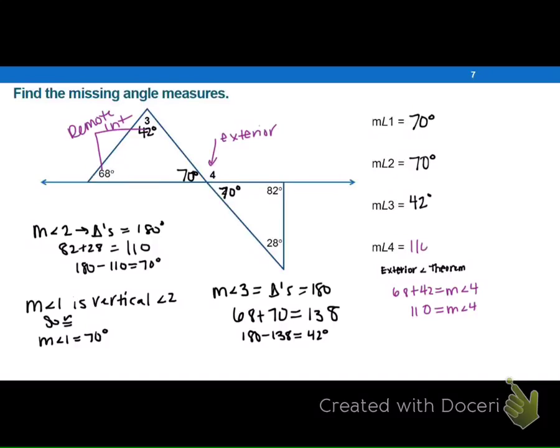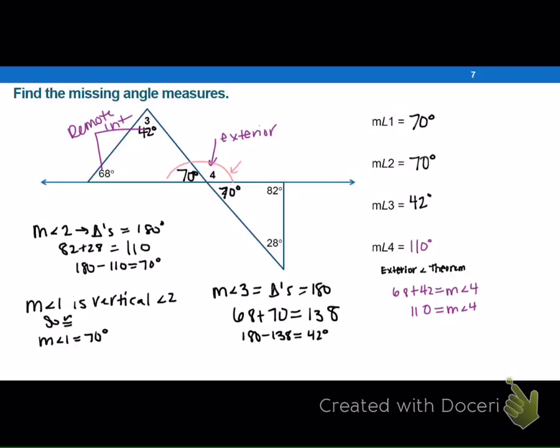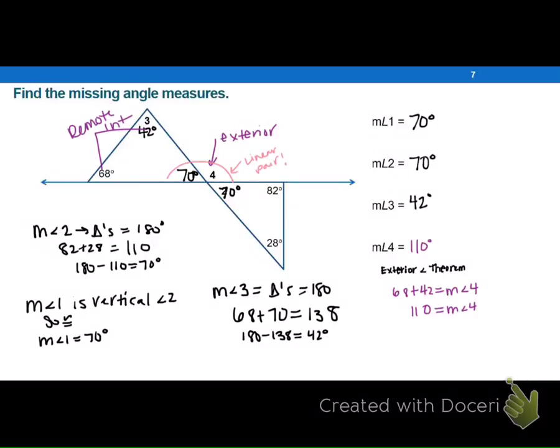So the measure of angle 4 is 110. Does anybody else see a different way they could have done that? Cameron? 180 subtract 70. Yeah, these are a linear pair, right? So if you saw the linear pair, you could have also done it that way. All right, questions there before we do the last example?